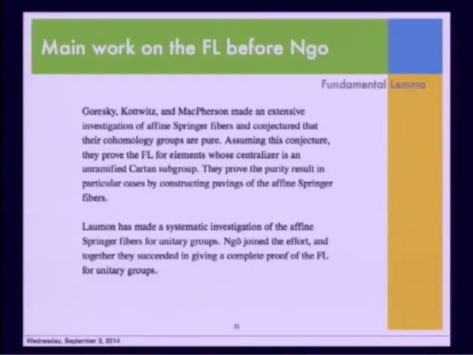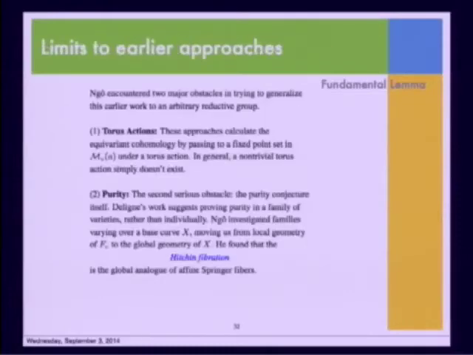But from all of this research over the years, Ngo realized that there were sort of two big problems that you needed to overcome to prove the fundamental lemma in general. First of all, the unitary group: if you look at its endoscopic groups over a quadratic extension, the unitary group just becomes GL_N, and the endoscopic groups just become Levi factors of GL_N.